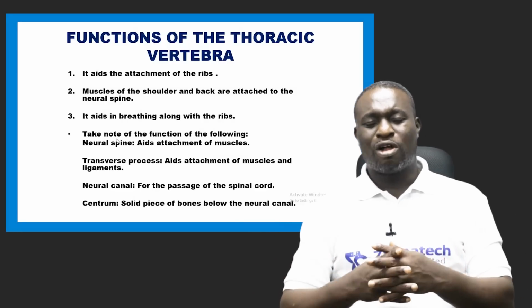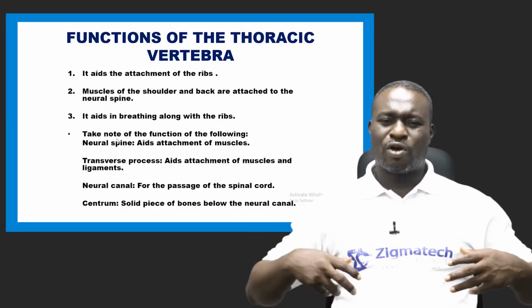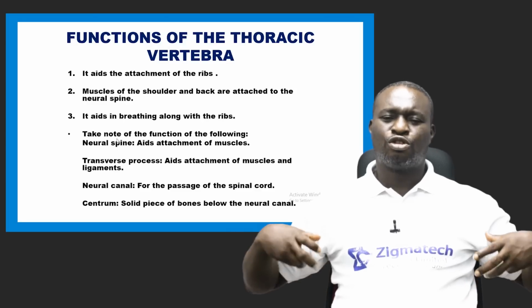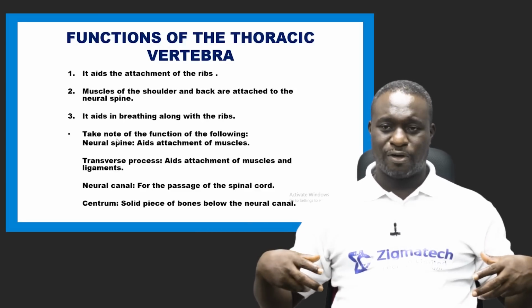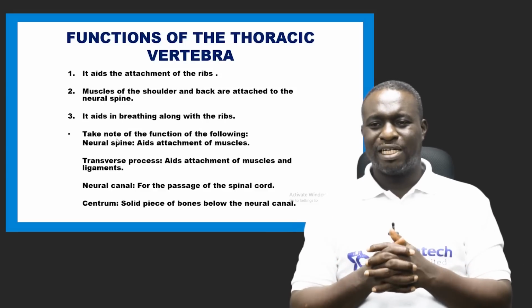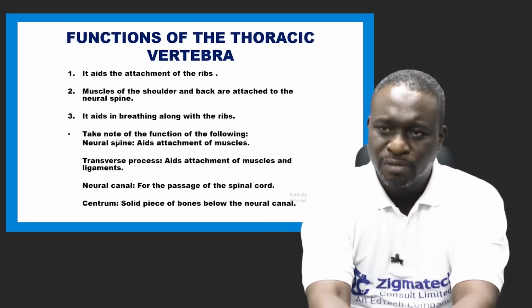Remember, we have about 12 pairs of ribs, and these 12 pairs of ribs are attached to the thoracic vertebra, all right? So that's one of the functions. It aids the attachment of the ribs.